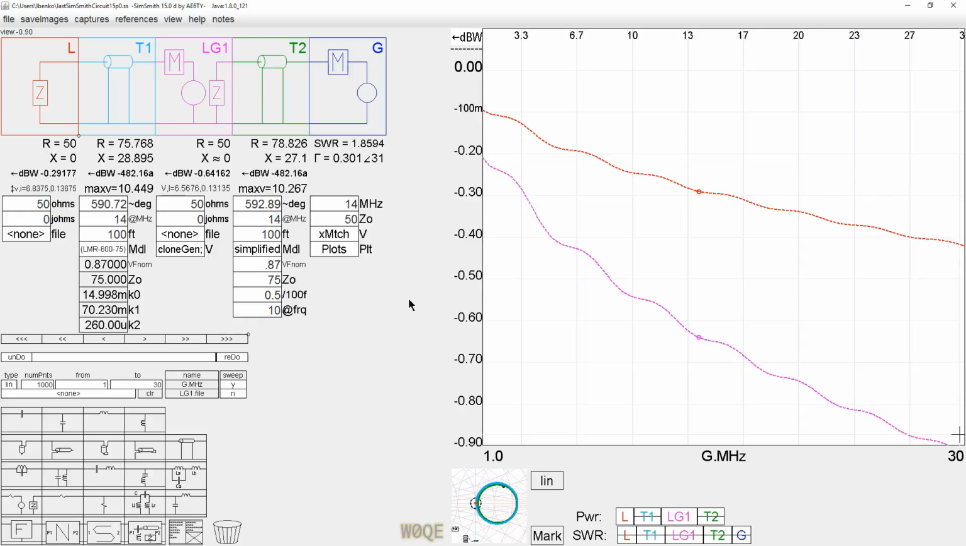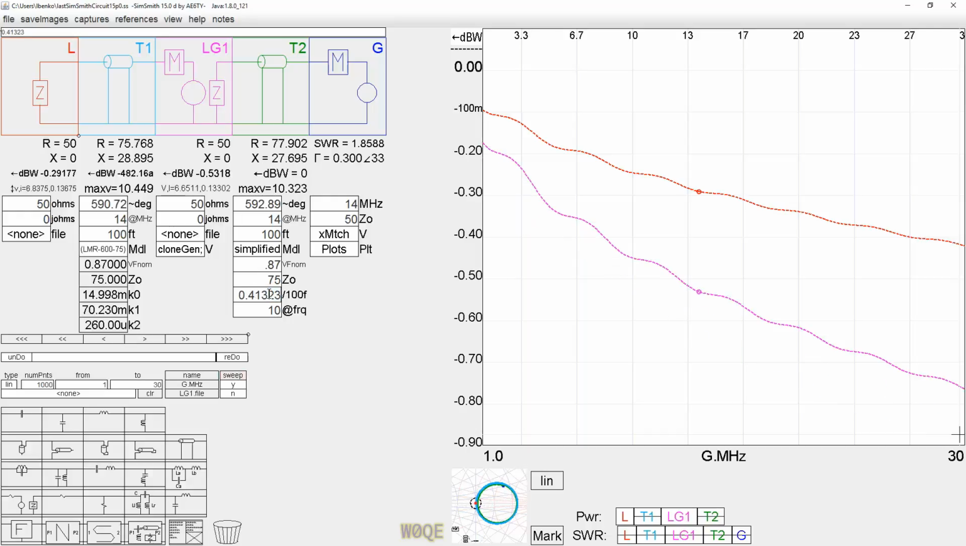What we see here is that the loss of the simplified model here is much greater than what the LMR 600 is, and our coax is even less lossy than this. So let's drop the loss of this down until we get the two to be pretty close to equal. Something like that is very close to being equal: 0.224 dB per 100 feet.